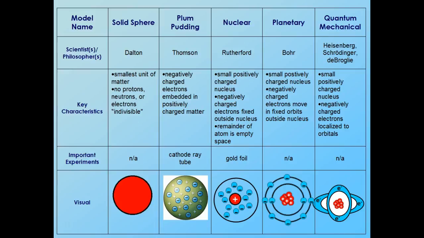Planetary was developed by Niels Bohr. This was the first to really describe the movement of the electrons, and he thought that they moved in fixed orbits outside of the nucleus. This worked great for hydrogen, but not so much for any element larger than that, so any element that had more than one electron. And then finally we came into Heisenberg, Schrodinger, and de Broglie, and the quantum mechanical model. You may have heard this called the electron cloud model, or the wave mechanical model, in which the electrons did not have to move in fixed orbits. They could move in whatever pattern they needed to, and they were generally localized to what are called orbitals, as opposed to the fixed orbits that we saw with Bohr's model.